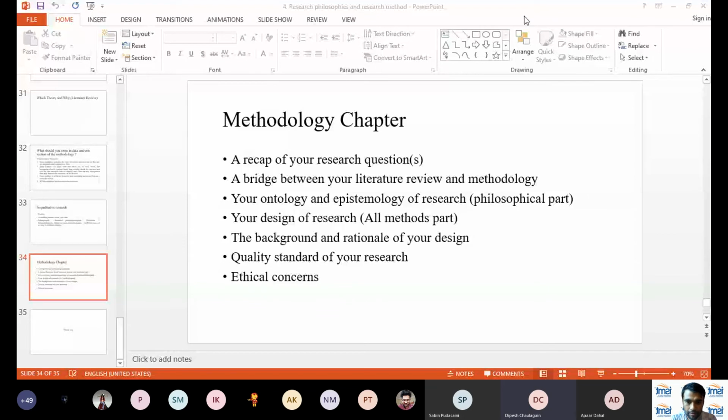Okay, because the introduction part, you need to include in the final. Okay, methodology part, all this part you need to include in the final report.